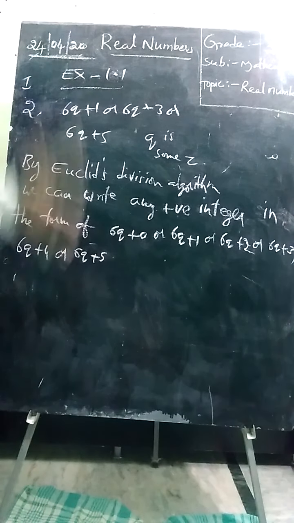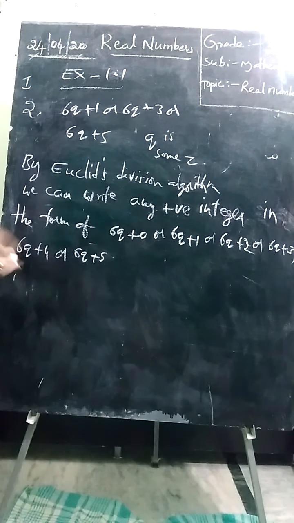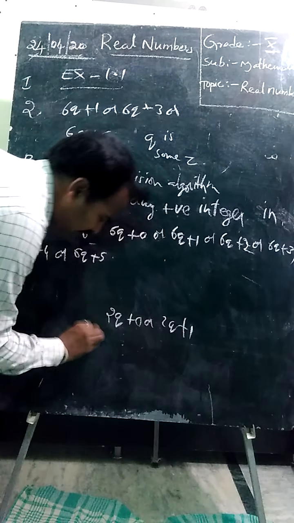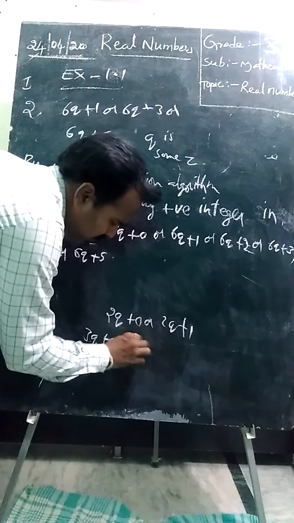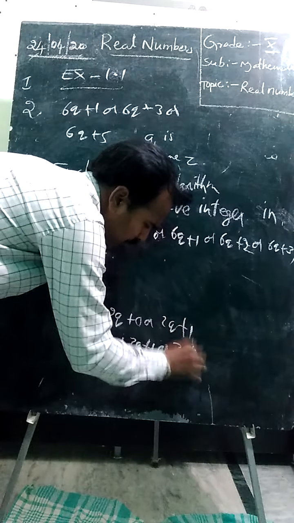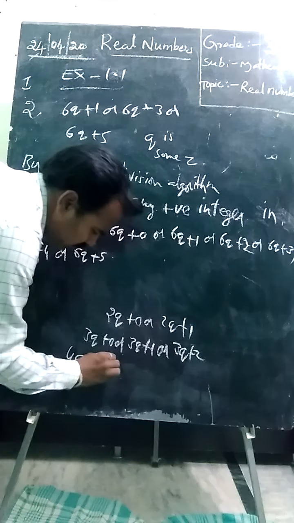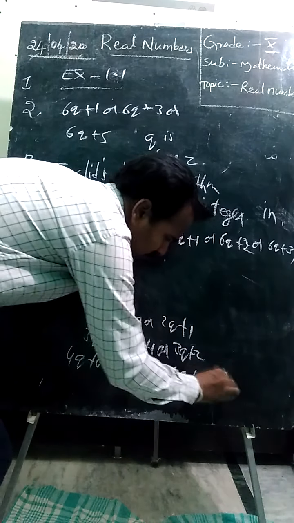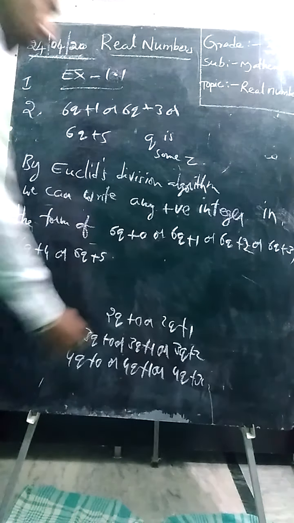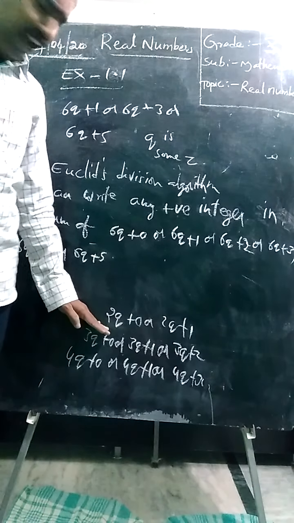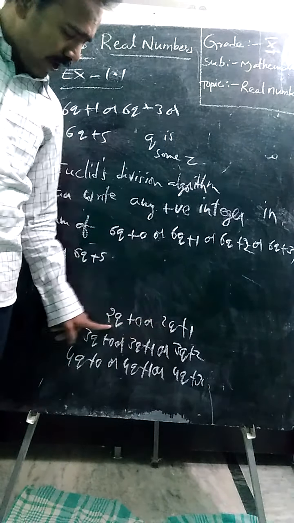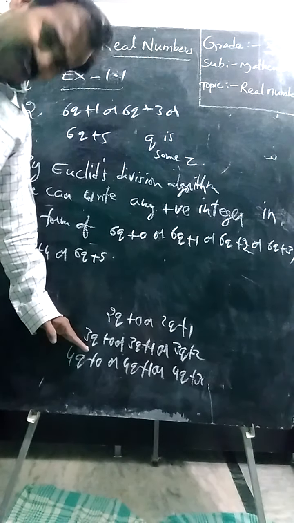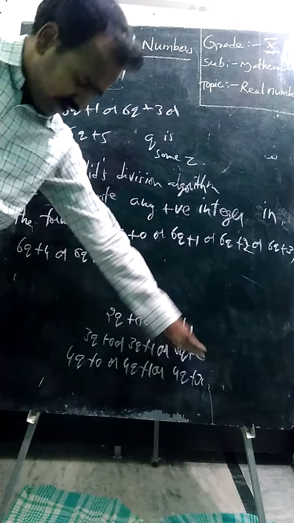Listen, students, whenever we are dividing by 6, first suppose if it is 2, for example, it is 2q plus 0 or 2q plus 1. If it is 3, it is 3q plus 0, 3q plus 1, or 3q plus 2. Whenever we divide any number by 2, we get 2 forms, because only 0 remainder and 1 remainder are possible. When we divide by 3, 0 remainder, 1 remainder, 2 remainder, 3 forms are possible.